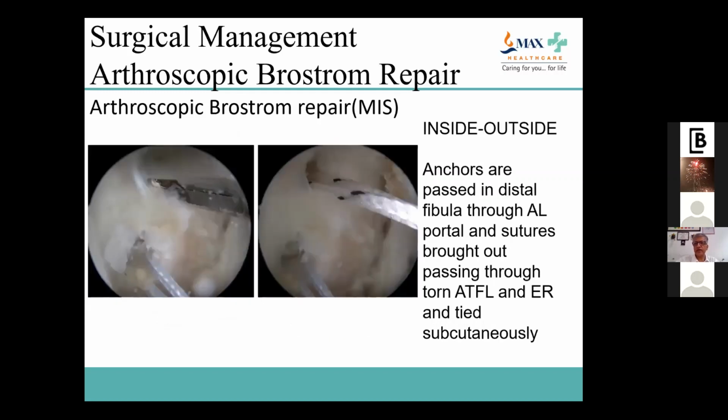And what is the second technique? Second is an inside-outside technique. Now, inside-outside technique gives us an advantage of passing our fiber wire first through the ligament and then through the extensor retinaculum. So this simulates the Brostrom Gould repair. It is an augmented repair, though done arthroscopically, while the all inside technique is just the repair of native ligament.